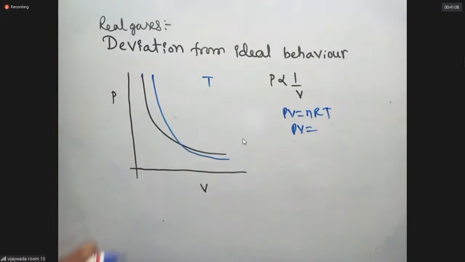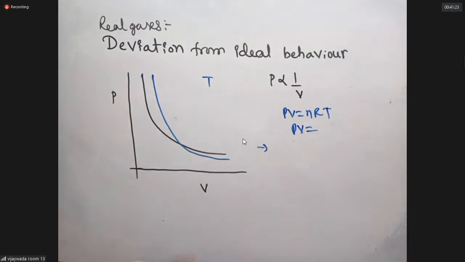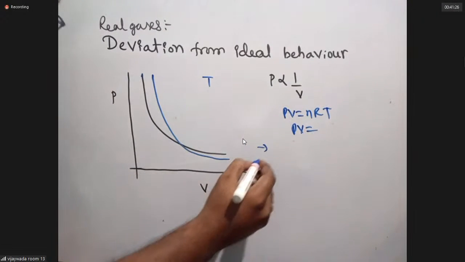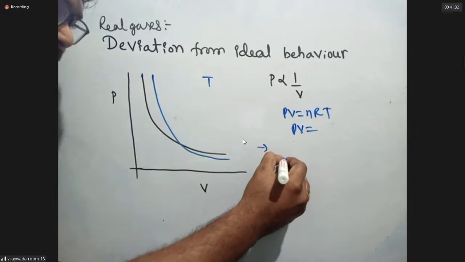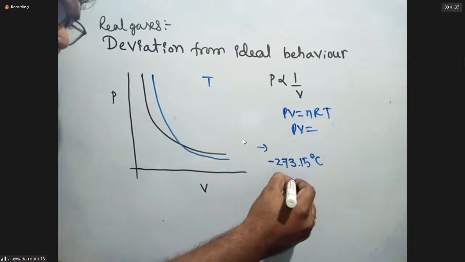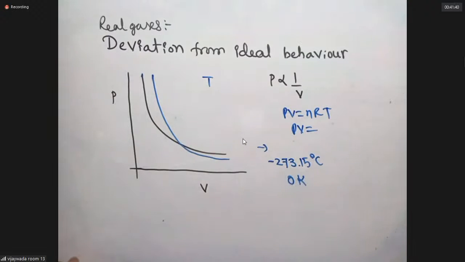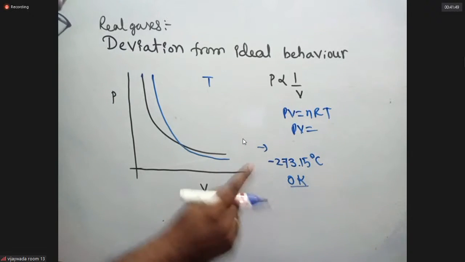Based on this experiment, not only nitrogen, he did it on many gases. And one more point he observed: for all gases, nitrogen, carbon dioxide, sulfur dioxide, oxygen, hydrogen, according to Charles' law, the minimum temperature of any gas is minus 273.15 degrees Celsius, at 0 Kelvin. We already studied that at 0 Kelvin, no gas is available.